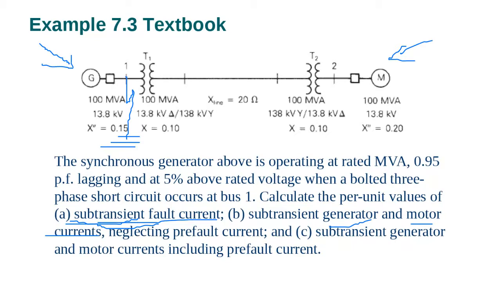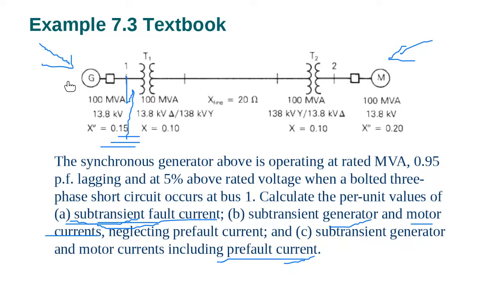The third part that we need is to include the pre-fault current. So one is neglecting pre-fault current, and one we want to include the pre-fault current. If you are given just this system here, and we want to find the pre-fault current. What's the pre-fault current? Which is the steady state current before the fault. How do we find the pre-fault current with the system here?